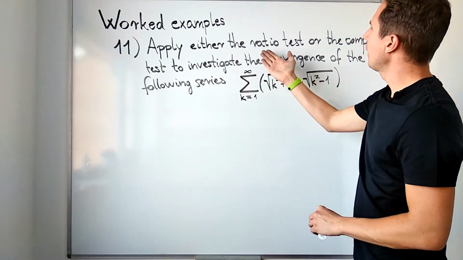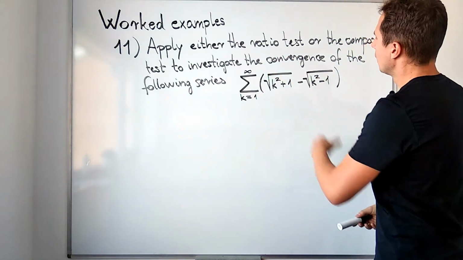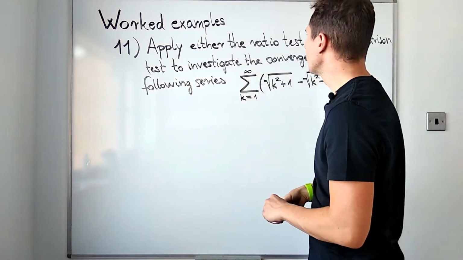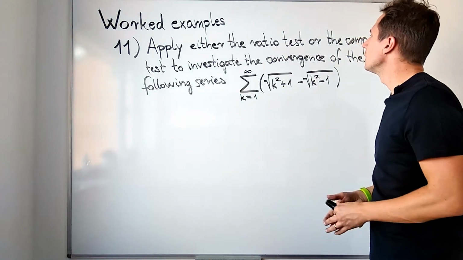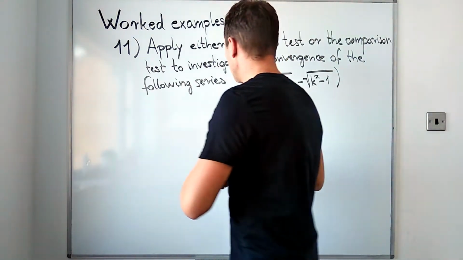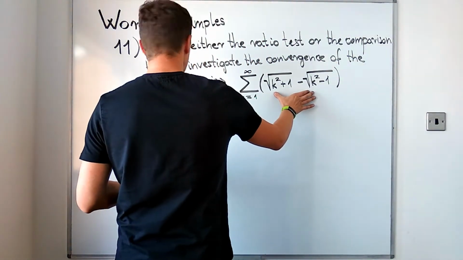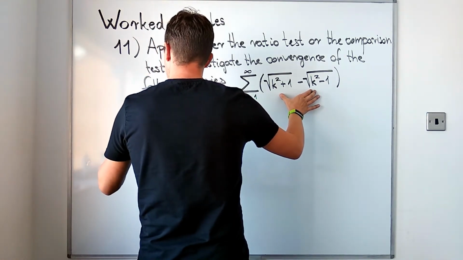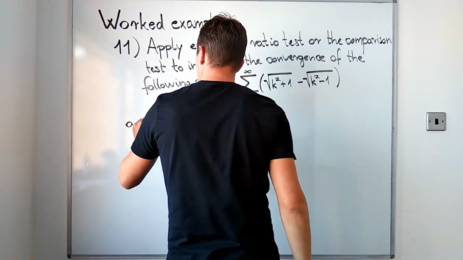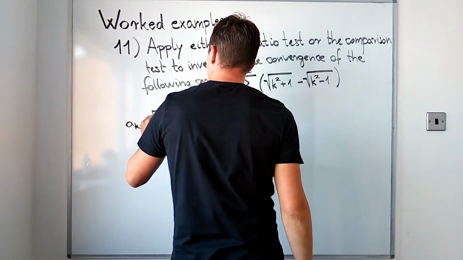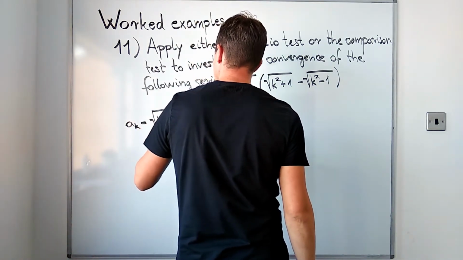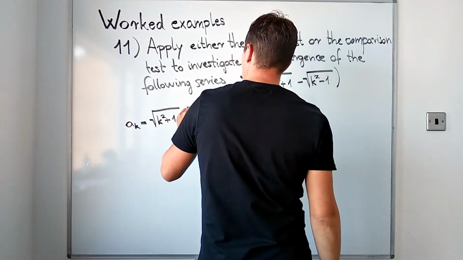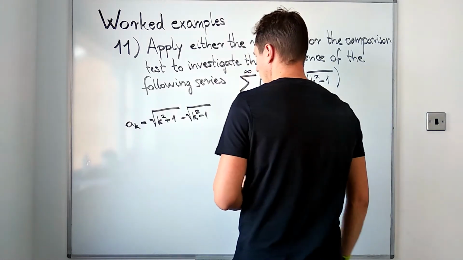Okay, so we first have to try to get an idea of how this series behaves, whether we can expect it to converge or not. For that, we have to look at the general term. I will denote this term by a_k. So let me look at this difference of square roots, the square root of k squared plus 1 and the square root of k squared minus 1.